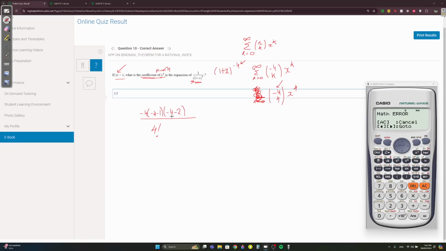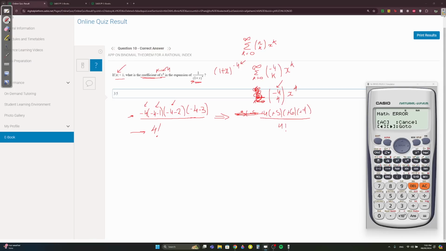Until how many terms do I have in my numerator? I should have the same amount of terms in the numerator as the number I have in the denominator. So since my number in the denominator is 4 factorial, I should have 4 terms up. This is my first, this is my second, this is my third. Do I have 4 terms? No, not yet. So I have to add one more subtraction. Okay. So you get minus 4, minus 5, minus 6, minus 7 over 4 factorial.